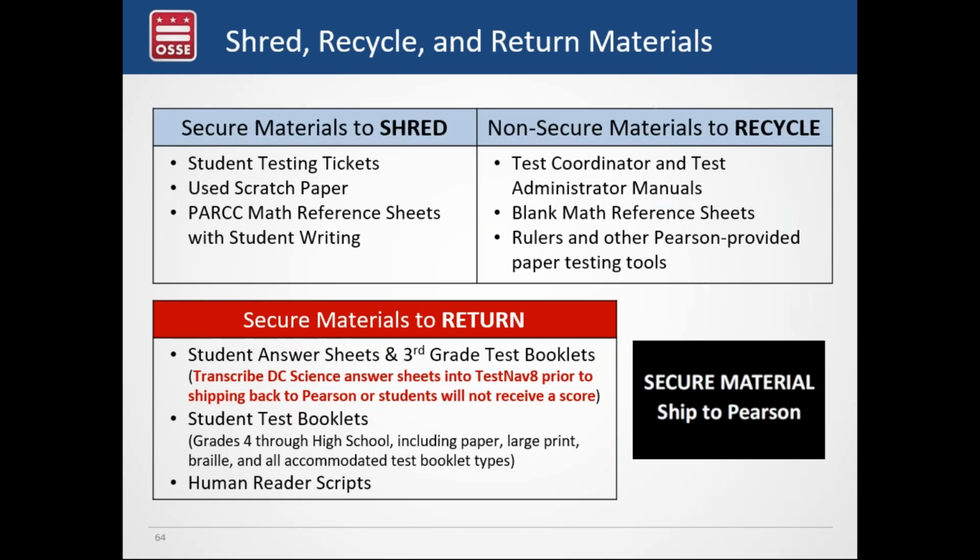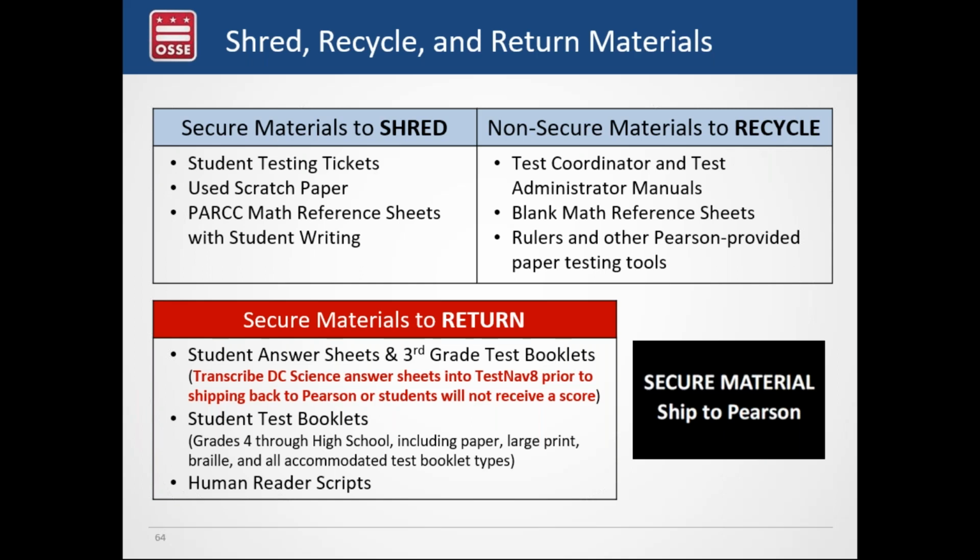Secure materials need to be shredded or returned to Pearson. Non-secure materials can be recycled. So as I mentioned, the manuals are published on the internet. They are not secure. The information in them is public. Those can go in the recycling bin. Reference sheets, also published on the internet. Rulers, simple tool that everyone uses, nothing secure there. So those things can be recycled.